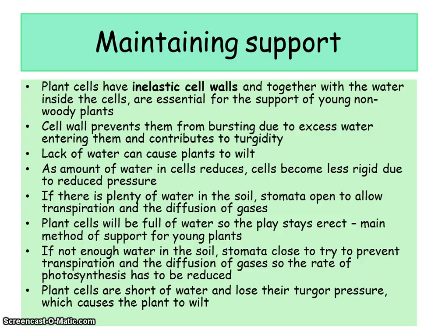So if we look then at the support system in a plant, and I'm sure you've seen a plant that's wilting, that's really floppy, this is because there isn't enough water holding the sides of the vacuoles against the cell walls. So the plant cells have inelastic cell walls, and together with the water inside the cells are essential for the support of young woody plants. Cell walls prevent them from bursting due to excess water entering them and contributing to turgidity.